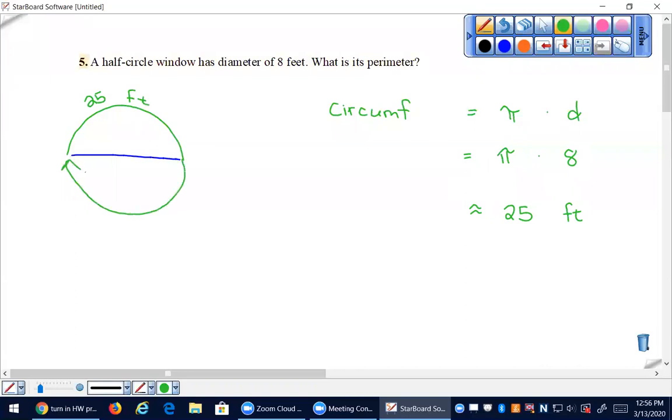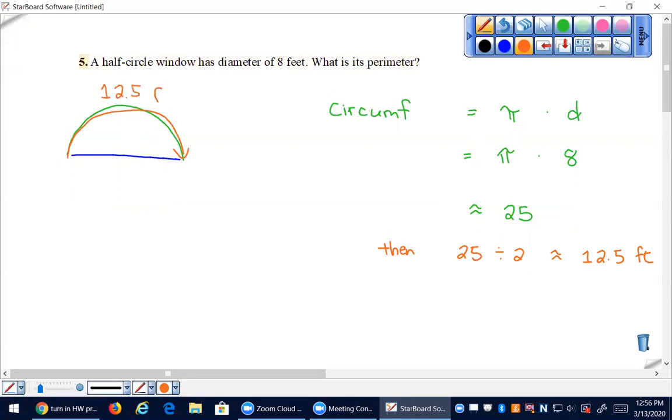So what do I have to do next? I need only half of it because I don't want to go all the way around. So I divide that by 2, which was what I did. Right. So now we've gone this way, and that's 12.5 feet. But we're stuck over here. We haven't gotten back to where we started. So how much more do we need to go back to the start?